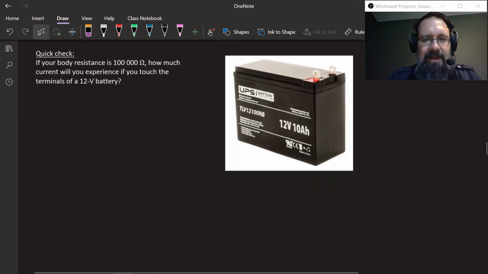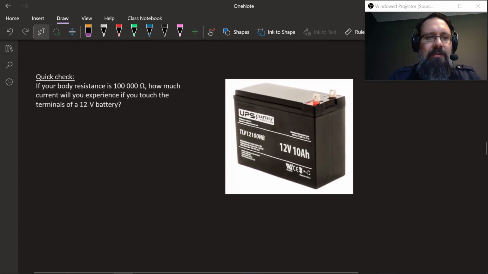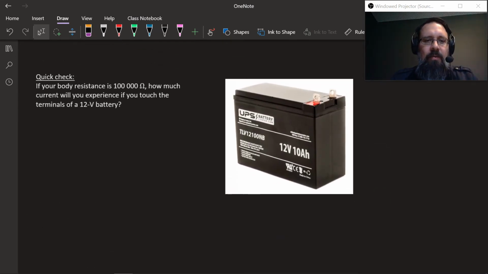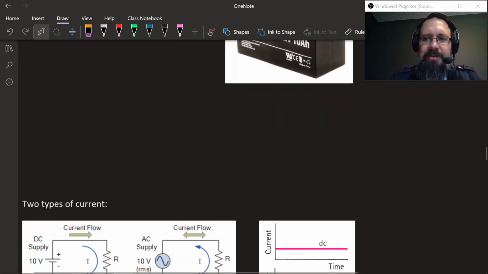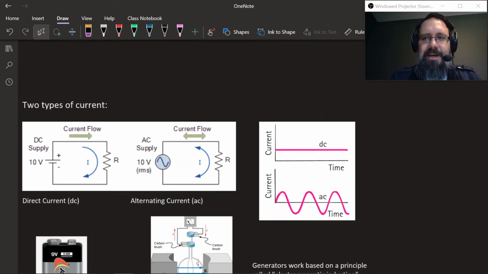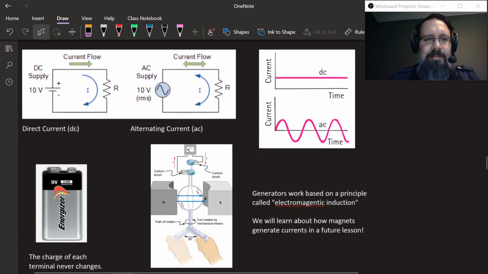All right, let's see. I don't think I want to do this. I don't have time. I was just going to do a quick question to check what the current would be if you touched a 12-volt battery. But that's just plugging in those numbers. You'd put 12 divided by 100,000 and you get a really small number. I'm just going to move on in the interest of time. I didn't even start my timer.